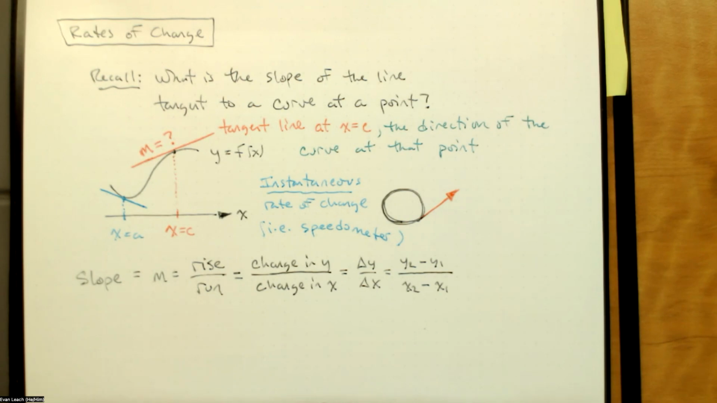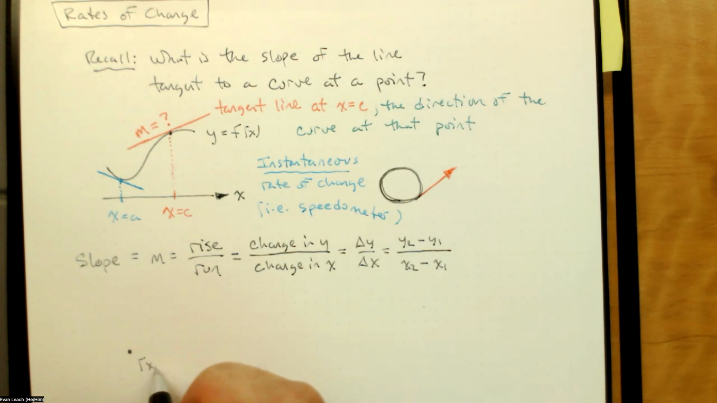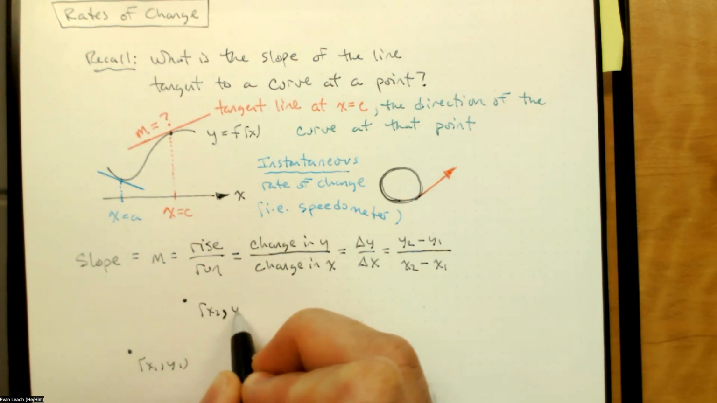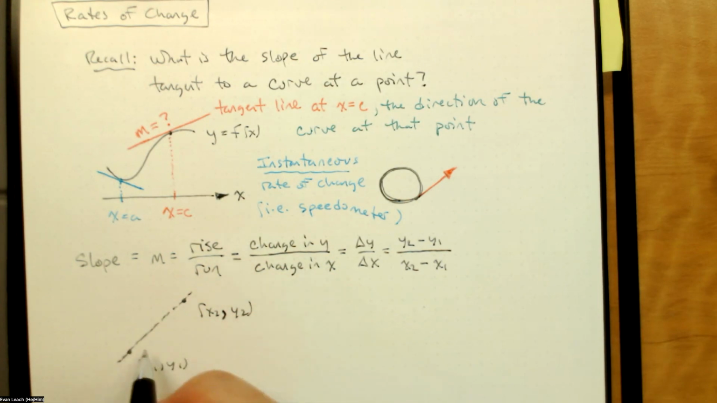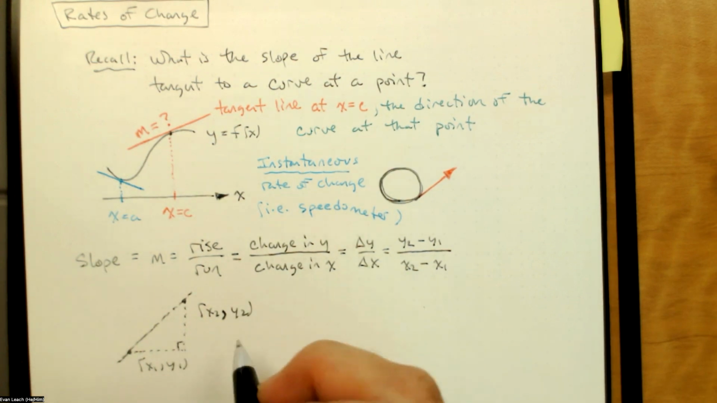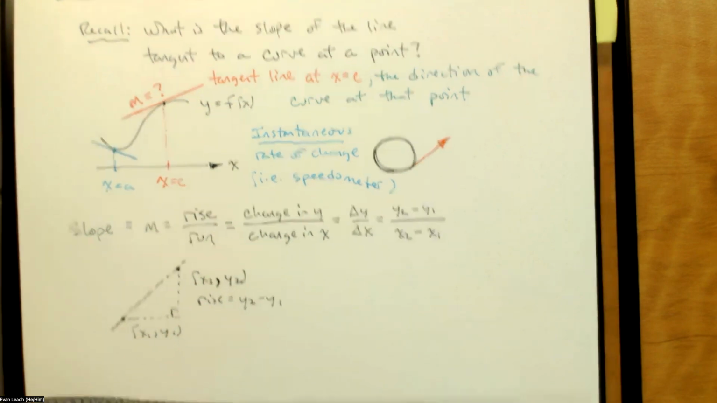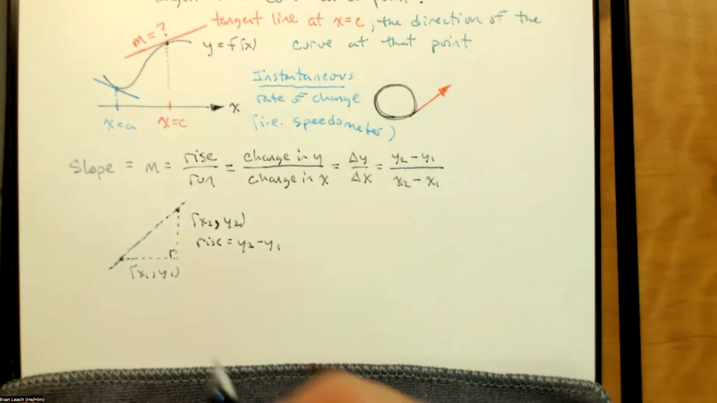So y2 minus y1 over x2 minus x1. That's how we calculate this. We have 2 points. We've got a point down here, x1, y1, and some point up here, x2, y2. I want the slope of the line connecting them. I've got my run, and I've got my rise, a little right triangle. We just find the difference in the y values, that's how much the y's went up, and then divide that by the difference in the x values, that's how much the x's went to the right.